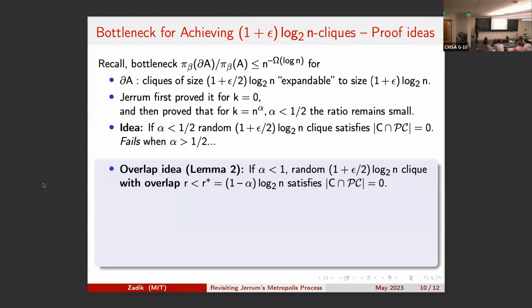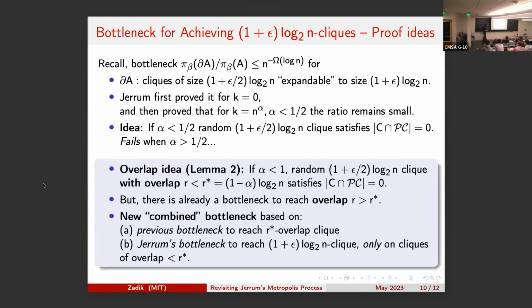Okay, so what I'm saying is if you don't touch enough of the planned clique, you are not going to find 1 plus epsilon log n cliques. But remember that from the previous theorem, we have a bottleneck in actually achieving such large overlap. So you have a bottleneck in two directions: a bottleneck in achieving large overlap, and conditional on not achieving the large overlap, a bottleneck in achieving large size. So essentially, by combining the two, you can create a new bottleneck. This is a little bit complicated idea, but hopefully makes some sense.